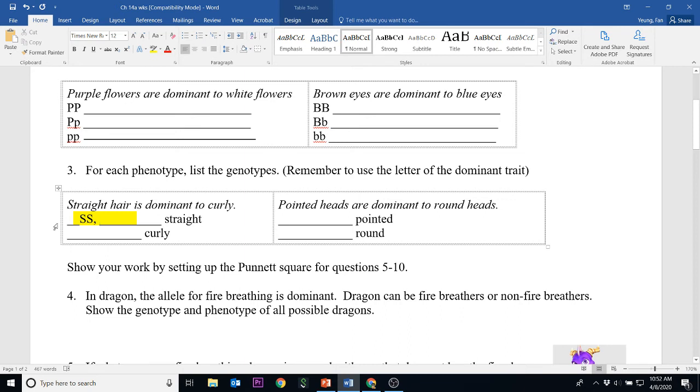The letters come from, let's say this is straight hair, you just take the S from straight. That's it. If curly is dominant, you just take the C from curly. So it's basically the first letter of the adjective. But you can make up any letter you want as long as you indicate it. For example, if Anari says she wants to use R, then she has to say R equals straight hair.